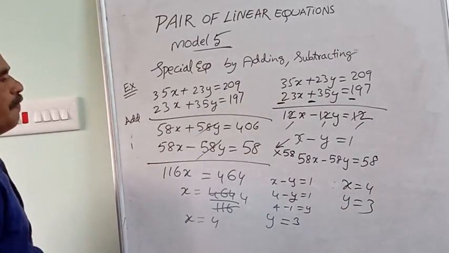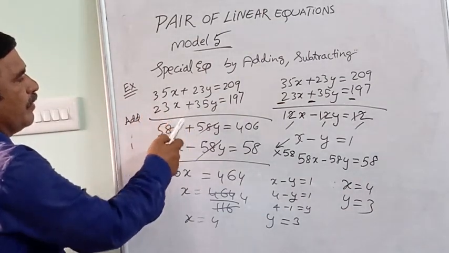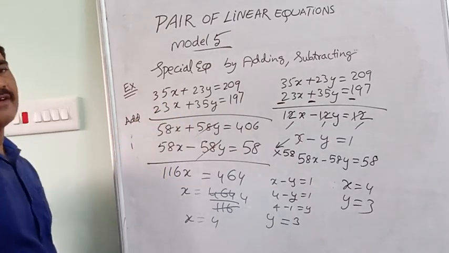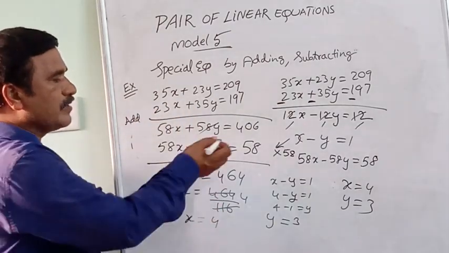Special case: this A1, B2 and A2, B1 equal, then only we can use this method.